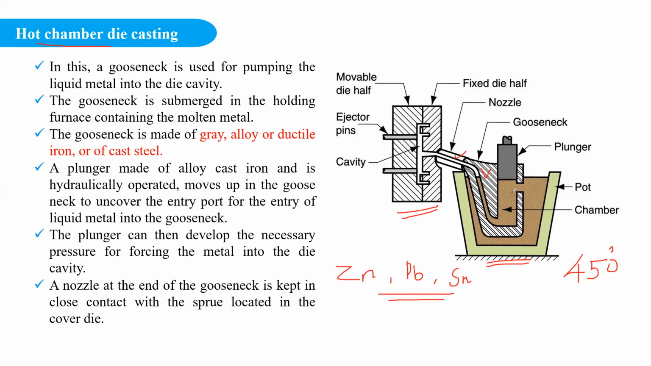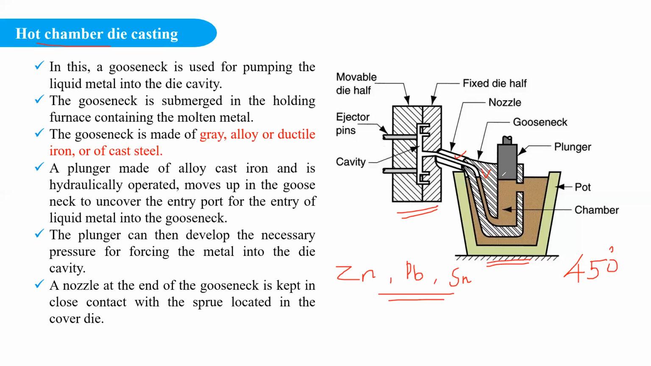The maximum temperature is limited to 450 degrees Celsius because this temperature won't affect the gray cast iron, alloy steel, or cast steel. Steel has a high melting point, above 1300 degrees Celsius, so it won't affect these components.